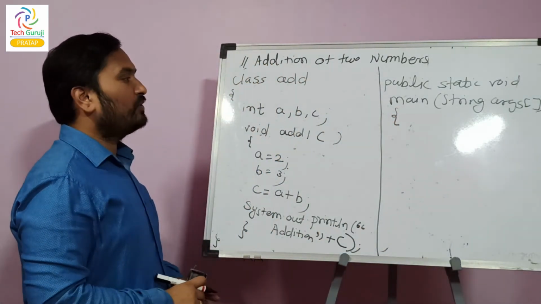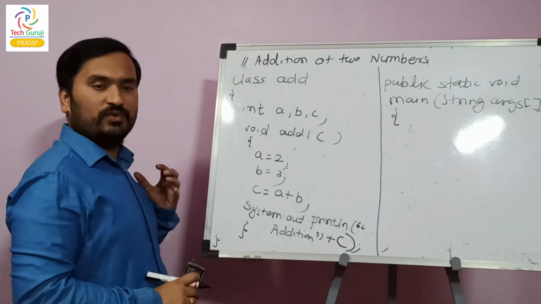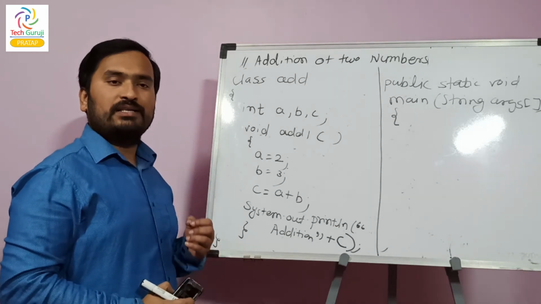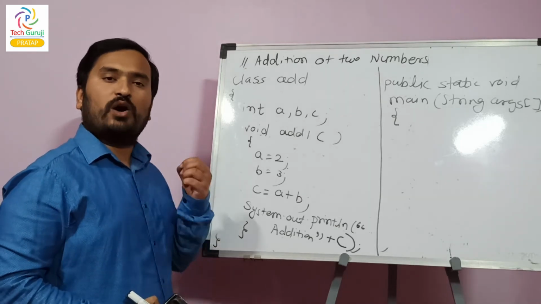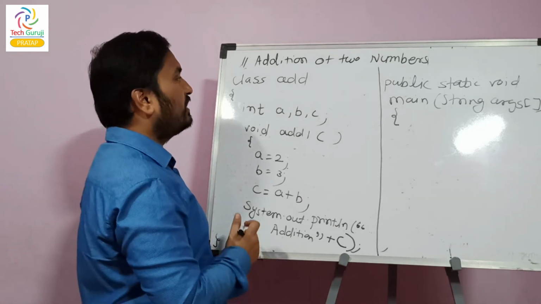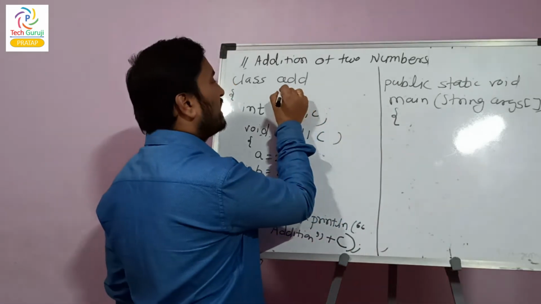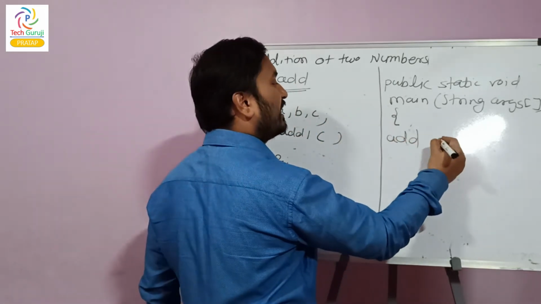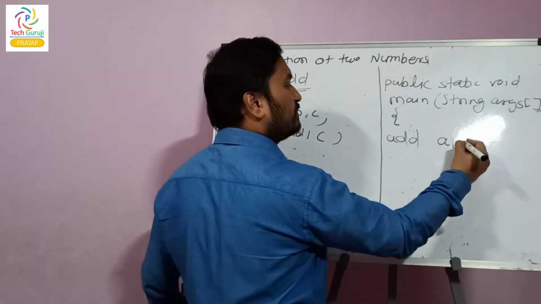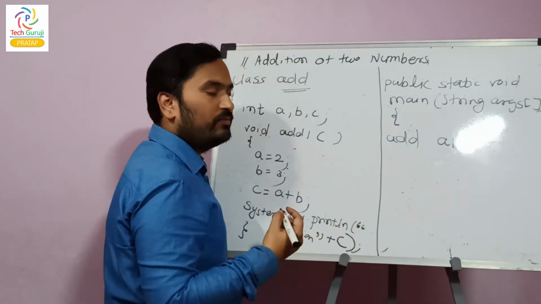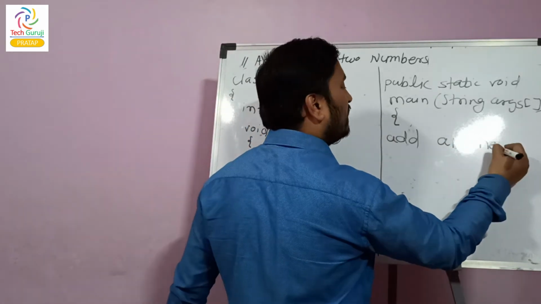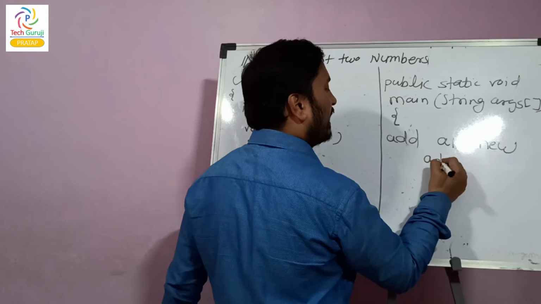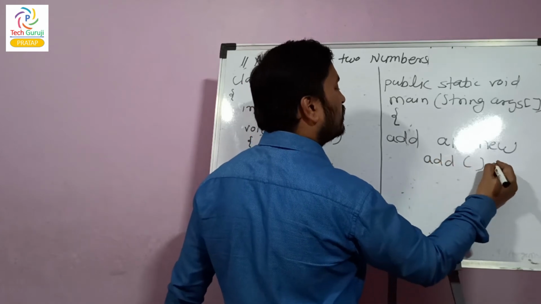Now we have to create an object of the class, because we know Java is a programming language which depends on objects and classes. So we'll create an object of this add class. Add is a class. We'll create an object. We can give the object any name, so A1 is the name we give. After that, the keyword new, add, round brackets open and close, semicolon.